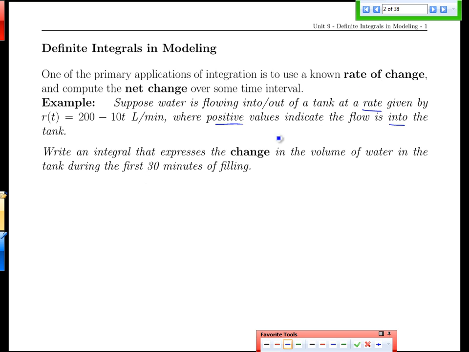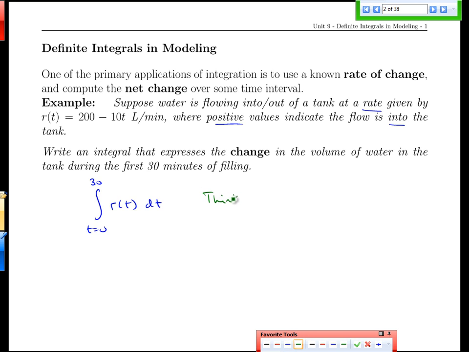Well, this is like adding up how much distance did we travel if we know the velocity. What we're going to want is the integral of the flow rate, and that's going to be dt, and it's going to be from t equals 0. Our units here are minutes, so it'd be t equals 0 to 30.